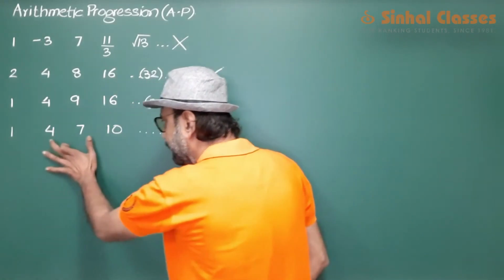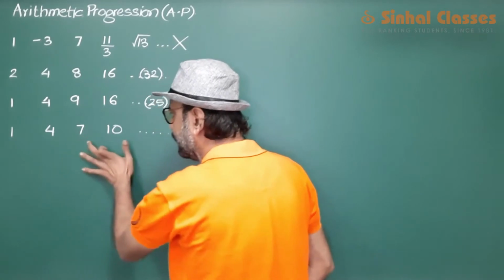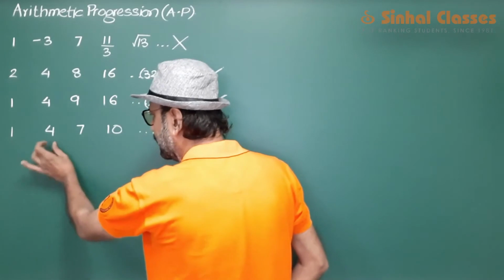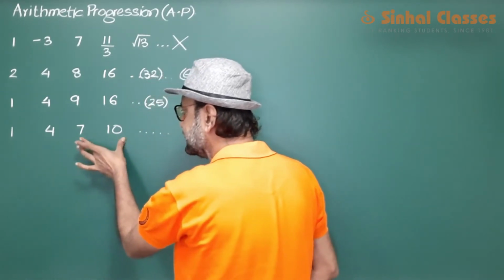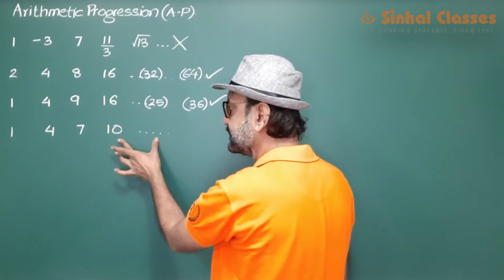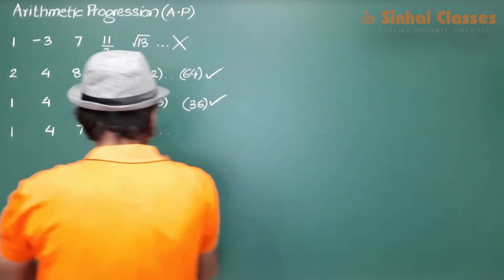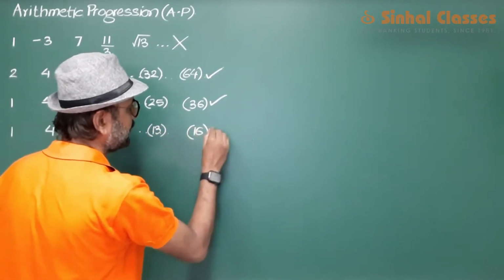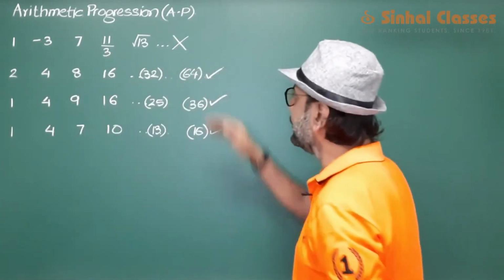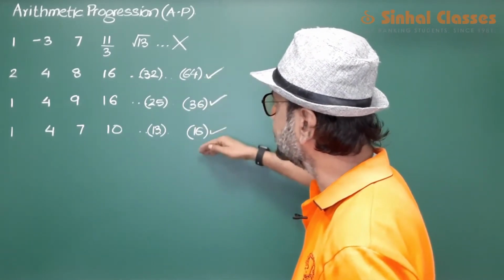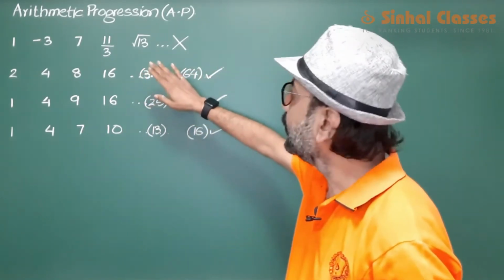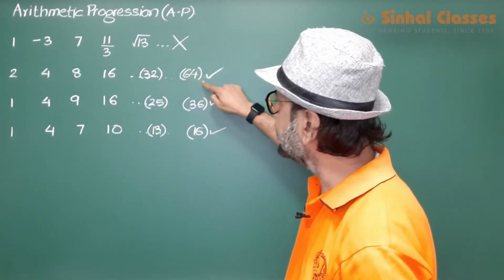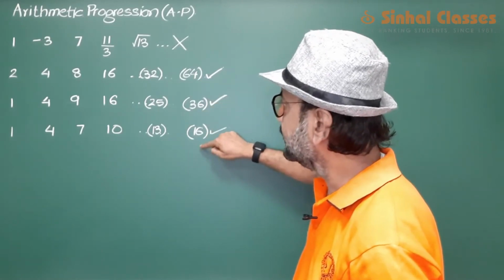Let us take this case: 1, 4, 7 and 10. When we look at the numbers, we clearly see that 1 plus 3 is 4, 4 plus 3 is 7, 7 plus 3 is 10. So the next number should be 10 plus 3 which is 13, 13 plus 3 which is 16. So here also prediction is possible. So out of the 4 examples that I have taken here, the prediction of the next numbers was not possible in the first case, but it is possible in the second, third and fourth case.